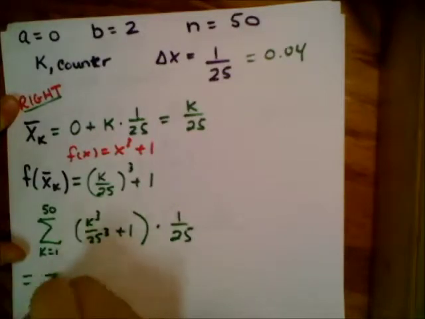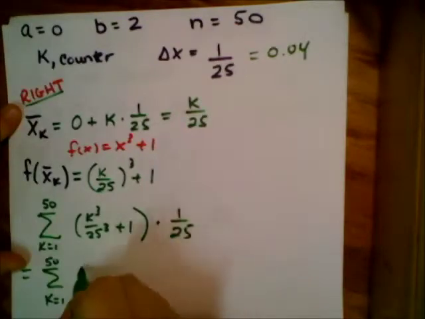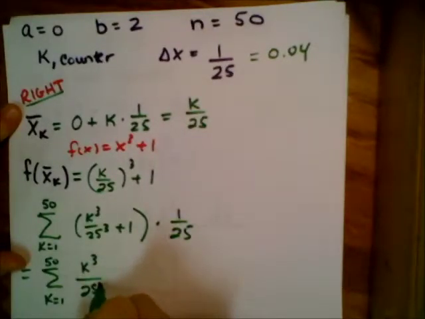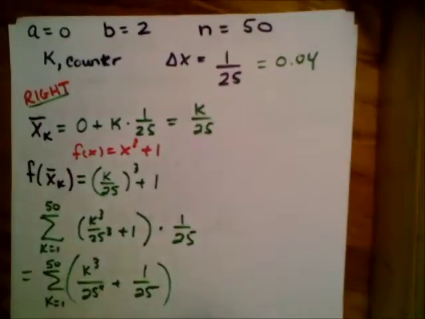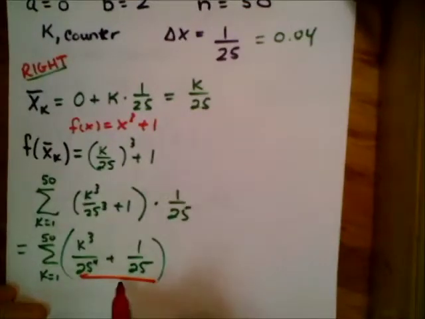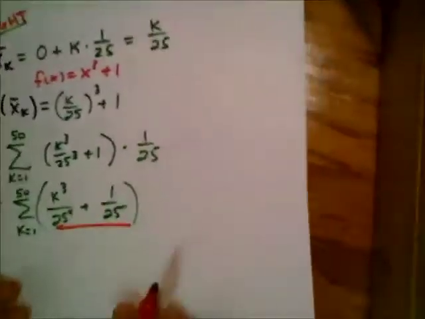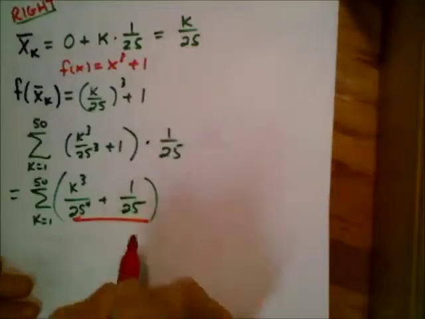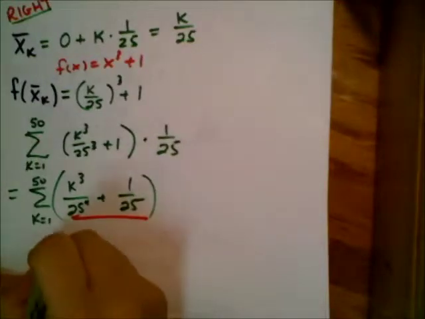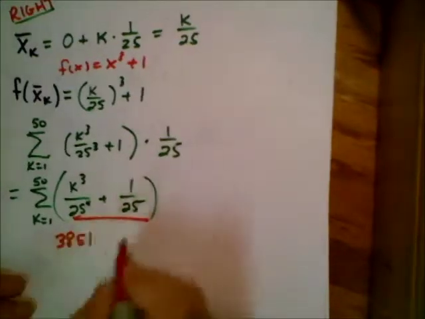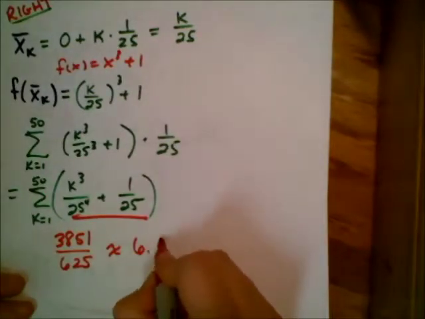And it could be simplified a little bit before we type that into the calculator. We distribute the 1/25. We get k cubed over 25 to the 4th plus 1 over 25. And again, this whole thing would be the function. k is your counter, and you would run that counter from 1 to 50. If you'd like to pause, get that typed into the calculator, and then check it. The right Riemann sum has a value of 3851 over 625, and that's approximately 6.1616.